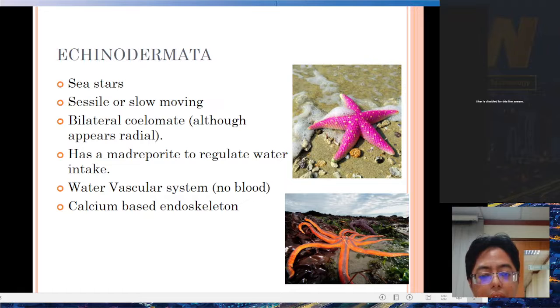And what about the endoskeleton? If you look at the body, they have an outer skeleton, and it is made out of calcium. For us, we have bones similarly made out of calcium. So they are kind of like us. We have bones which are made out of calcium, similar to them.